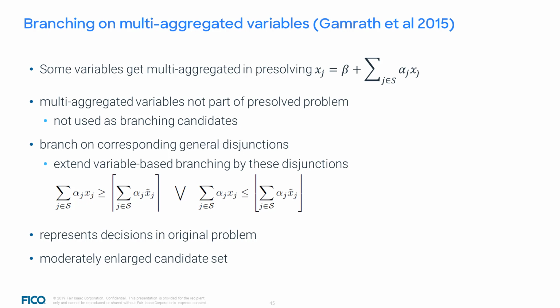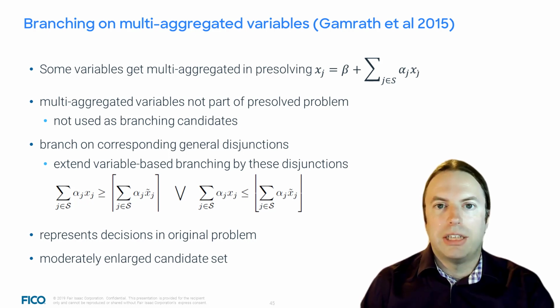The idea of branching on multi-aggregated variables is to branch on general disjunctions if and only if they correspond to variables that have been multi-aggregated in presolving. The rationale is that those disjunctions represented a decision variable in the model that the user originally created. Also, this overcomes the main problem of general disjunction branching. There are infinitely many general disjunctions. Multi-aggregations, however, present a well-defined, typically very small set of additional candidates to enhance the set of branching candidates. So much for branching rules.